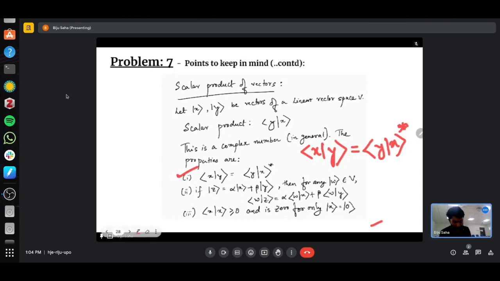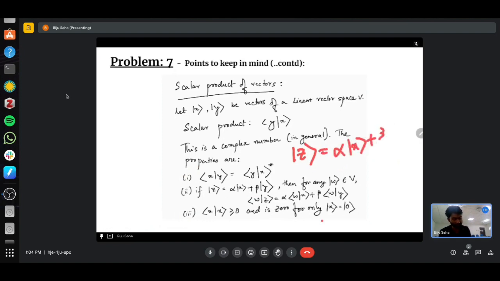That is the first condition, and the second condition is the distributive property. It goes as follows. Suppose you take a linear combination of two vectors x and y belonging to a vector space. From this rule we can easily say that the vector z also belongs to the same vector space, because the vector space is closed under addition and scalar multiplication. So z belongs to V.